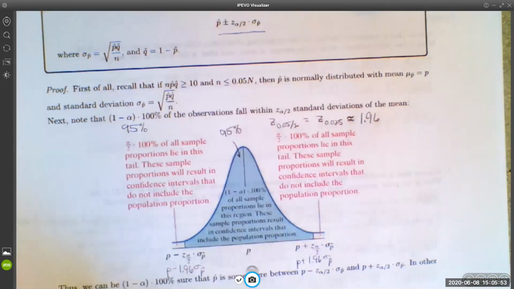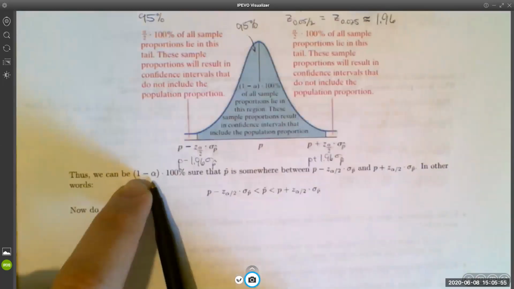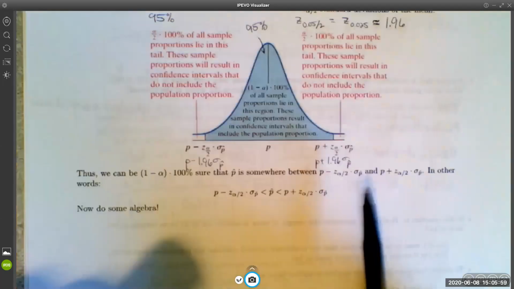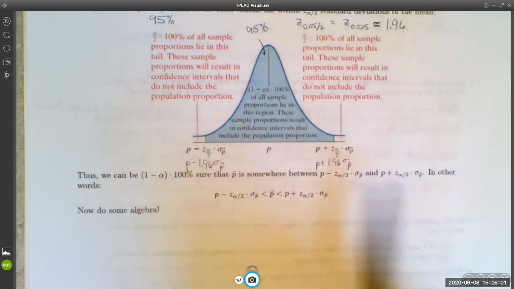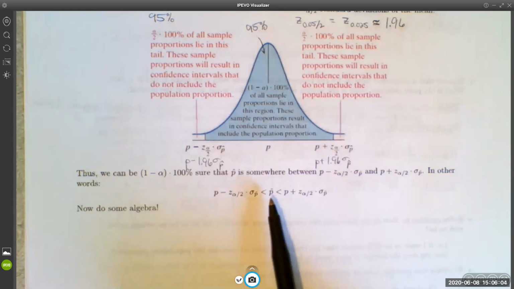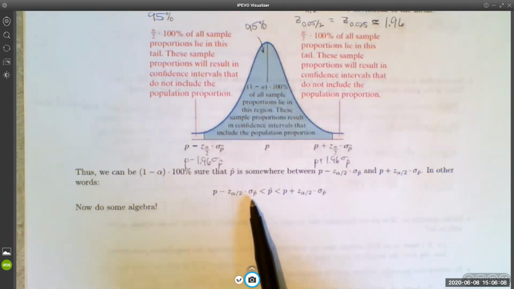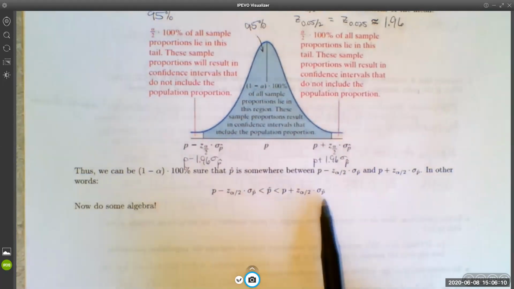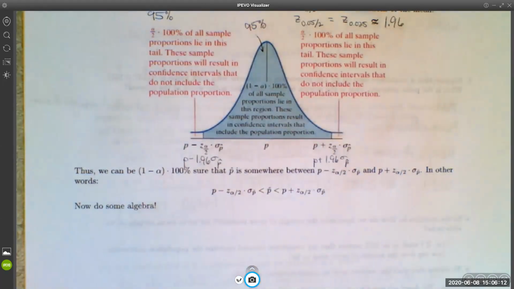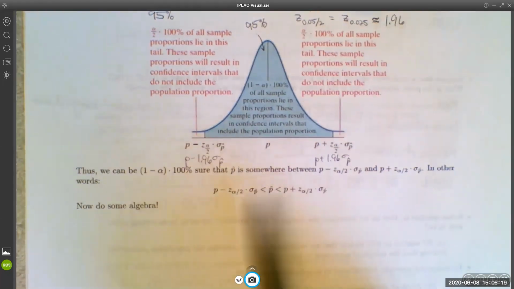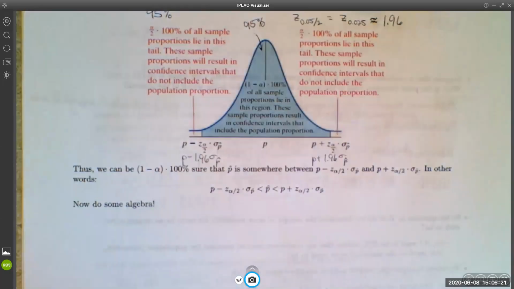So we can be exactly 1 minus alpha times 100% sure that p hat is somewhere between these two values. In other words, we could set up this inequality, right? P hat is somewhere between p minus z sub alpha over 2 times sigma sub p hat and p plus z sub alpha over 2 times sigma sub p hat. What we want to figure out is what interval p is in, right? So here we have an interval in which p hat lies. We want to get an interval in which p lies. So we could do that.